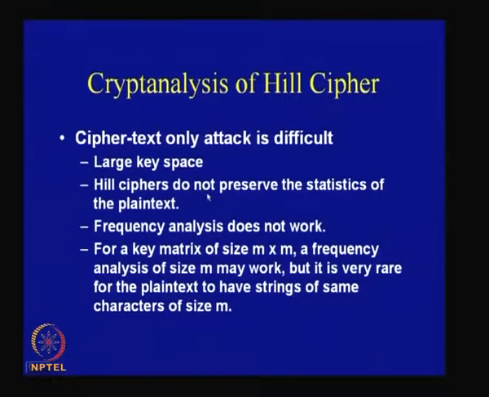The key space is actually for an m cross m matrix. It can be as high as 26 to the power of m square, but actually it will not be so high because not all matrices are invertible, right? In a Hill cipher it is important that the matrix also has to be invertible.